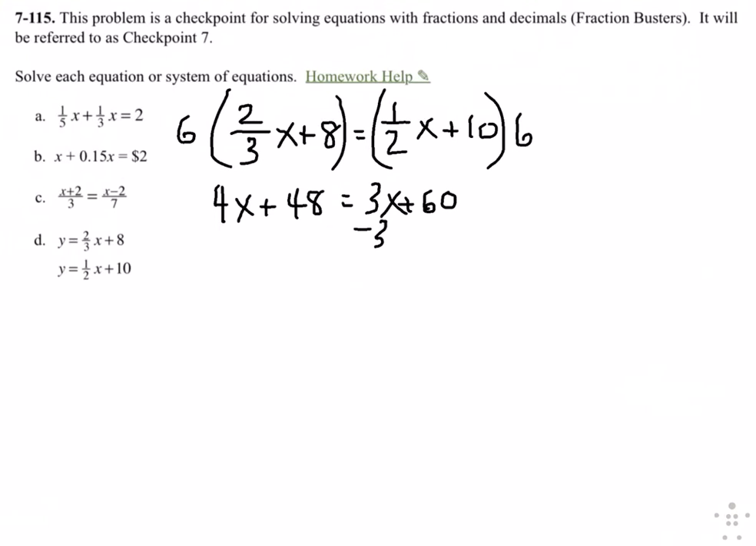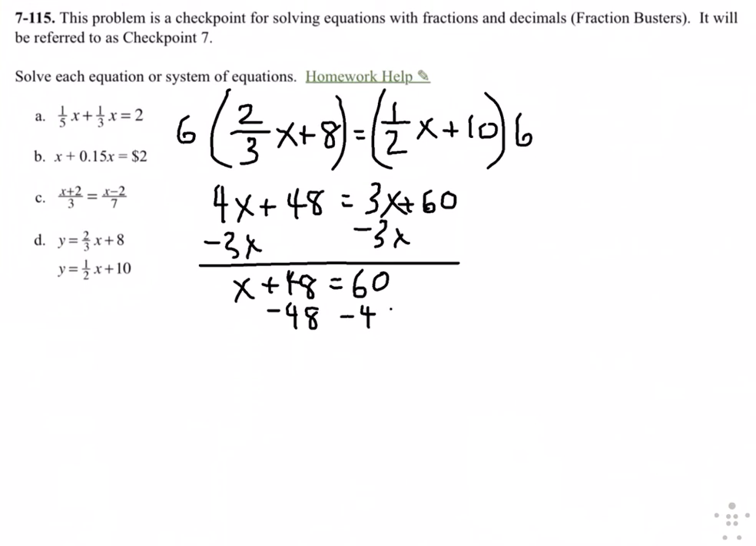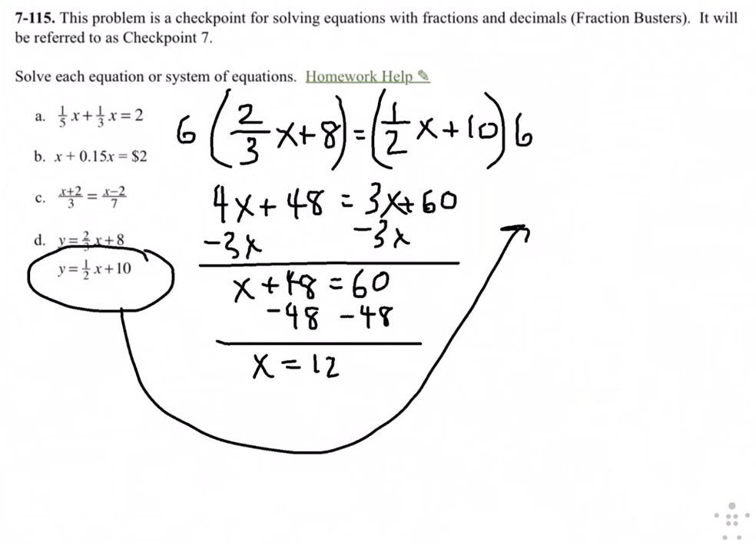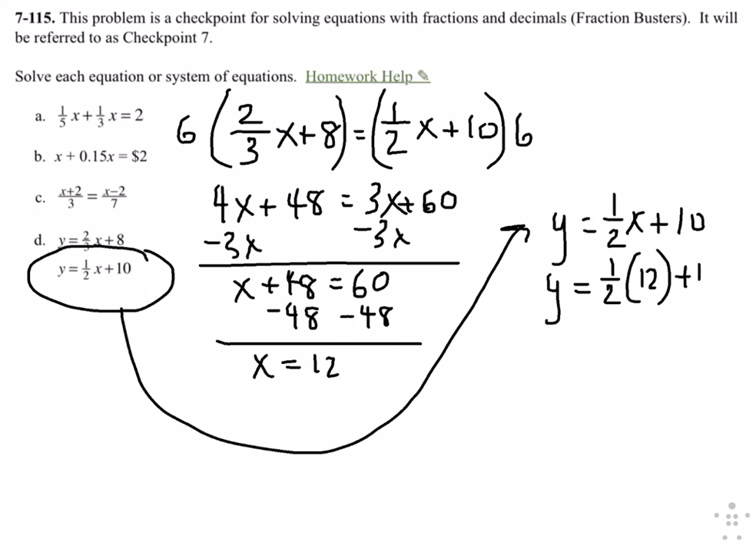We subtract 3x from both sides, and we get x plus 48 equals 60. Subtract 48 from both sides. So x comes out to be 12. Now we're not done, clearly, because this is a system, so we need to know what y equals. So I just take either of the two equations. I'll take the second. It looked a little easier. y equals 1/2 x plus 10. And I'll substitute in 12 for x, right? So we get y equals 6 plus 10.